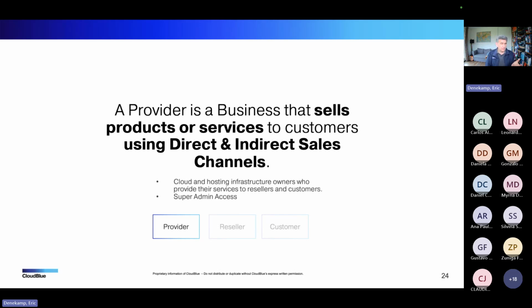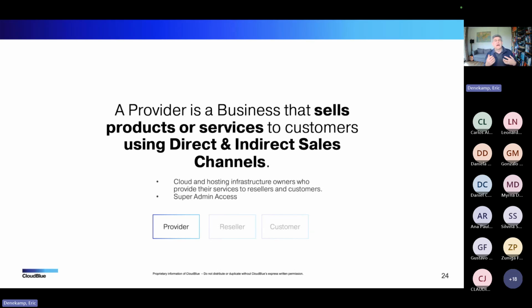own the infrastructure. Because if you really look carefully at the definition at the top, that could also be a reseller, because the reseller buys from the provider and sells their services to direct or indirect channels. The difference between a provider and a reseller is that the provider owns the infrastructure. And that means that provider also has super admin access. Super admin access in this case means the provider has access to all the layers below him.